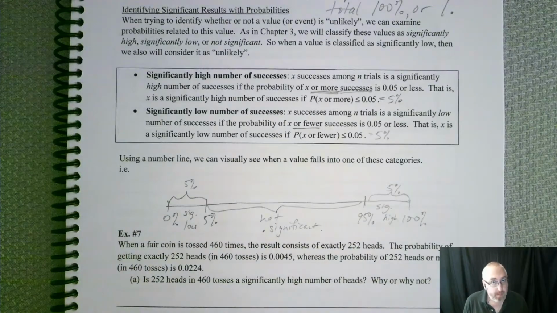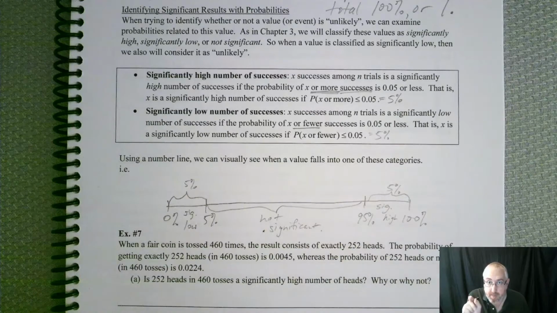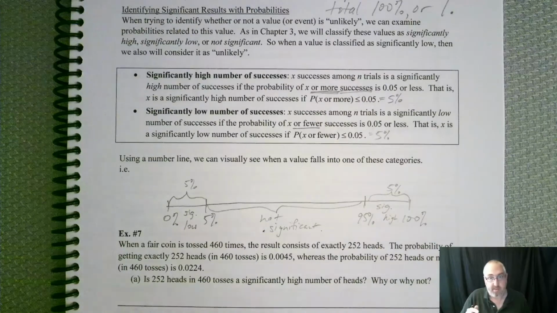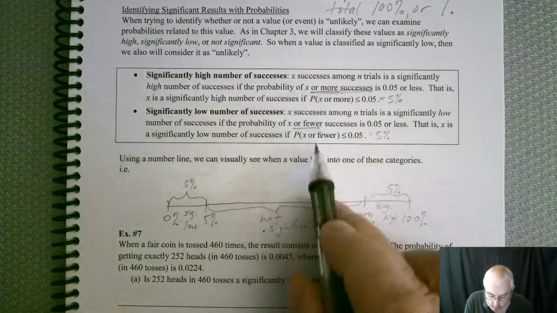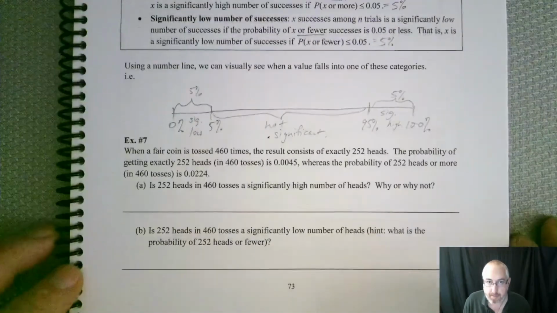Now, the other trick with this is that you're looking at not just an individual probability. That is where it differs from the range rule of thumb. With the range rule of thumb, you're looking at a specific number, and if it falls beyond, then it's either high or low or not significant. But for probabilities, you're looking at a batch of probabilities together and seeing if it's less than 5%, not just a single probability. So there's a big difference. So X or more, X or fewer. So let's see that in action here.